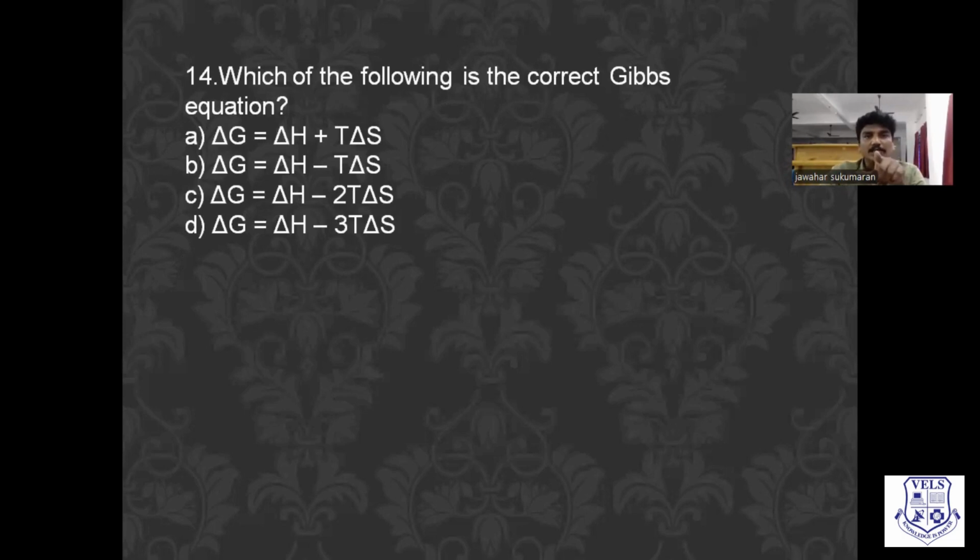Which of the following is the correct Gibbs equation? A, delta G equal to delta H plus T delta S. B, delta G equal to delta H minus T delta S. C, delta G equal to delta H minus 2 T delta S. D, delta G equal to delta H minus 3 T delta S. Answer is B, delta G equal to delta H minus T delta S. The Gibbs free energy delta G is given by the equation delta G equal to delta H minus T delta S. Delta H is the enthalpy change, delta S is the entropy change, T is the absolute temperature.